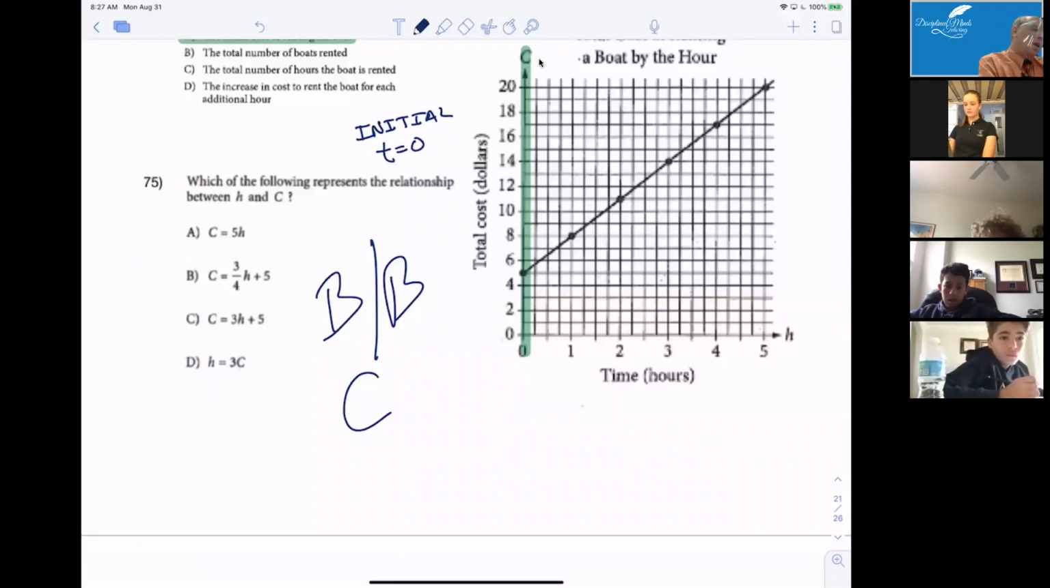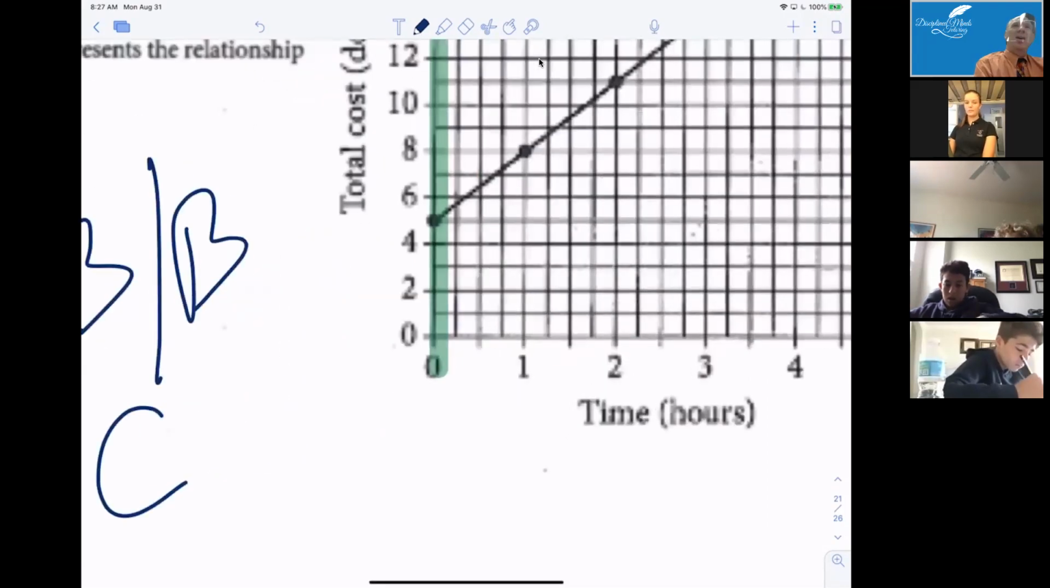So I know it's not A, and I know it's not D. So now I just have to find the slope. Reed, tell them how silly they are. You just go up what? Up 3 and over 4. Who agrees with Reed?